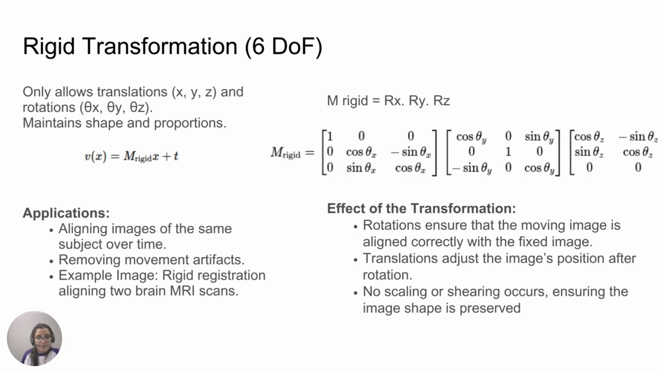The rigid transformation basically allows six degrees of freedom, that is 3 for rotation and 3 for translation. Since this allows only rotation and translation, it is called rigid registration. So this matrix is basically a product of these three matrices. Rotations ensure that the moving image is aligned correctly with the fixed image. Translation adjusts the image's position after rotation. No scaling or shearing occurs, ensuring the image shape is preserved. This rigid transformation model is commonly used in medical image registration and 3D point cloud alignment.